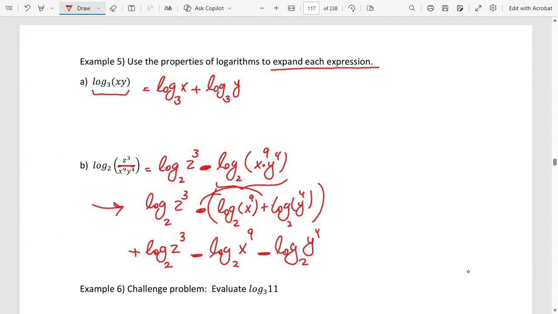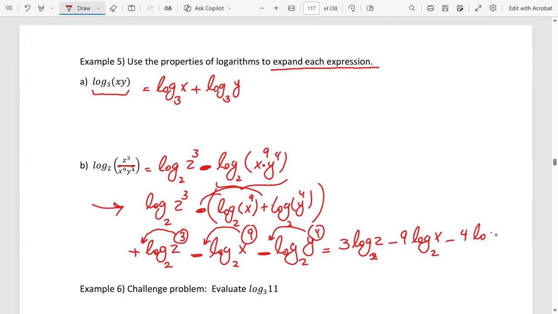And then the last step is just moving the powers. Based on the properties of the log, based on the power rule, I can move all the powers in front of the log. So I have 3 log of z base 2 minus, move the power, 9 log of x base 2, move 4, minus 4 log of y base 2. This is the expanded form of that expression.